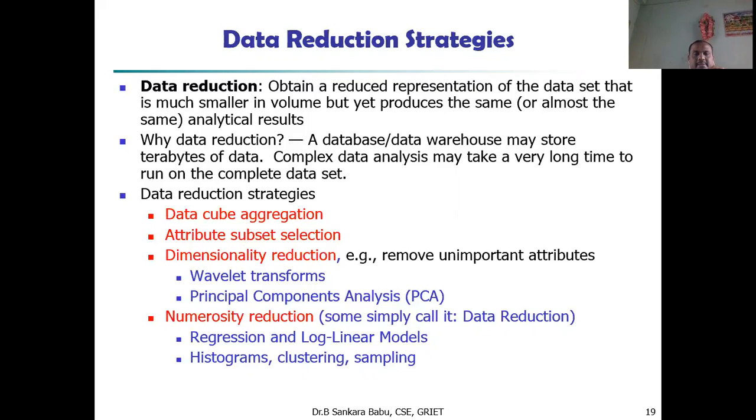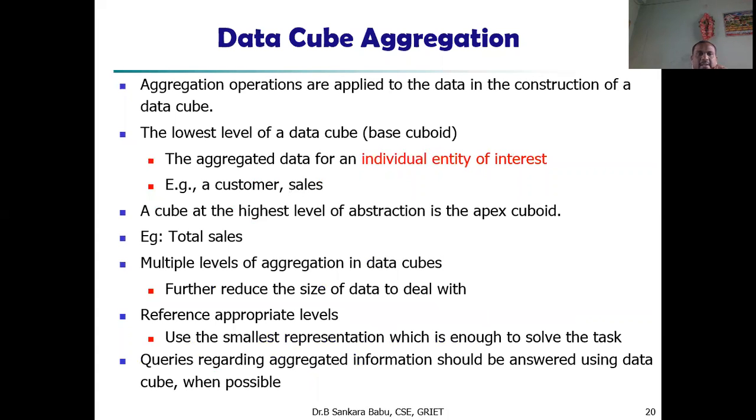Okay, the reduction strategies are data cube aggregation, attribute subset selection, and dimensionality reduction. In dimensionality reduction, we have to remove the unimportant attributes. The techniques are wavelet transforms and principal component analysis (PCA). And the fourth data reduction strategy is numerosity reduction. You can use regression techniques, log linear models, histograms, clustering and sampling methods in this numerosity reduction.